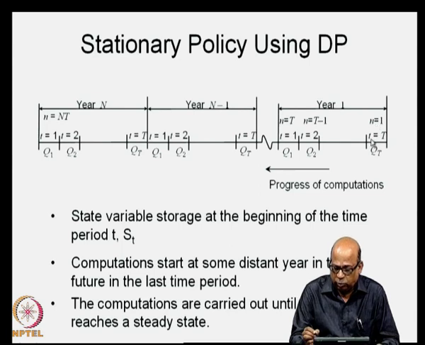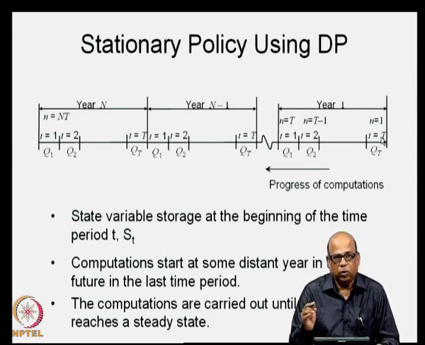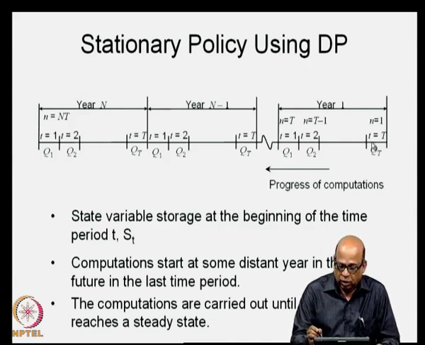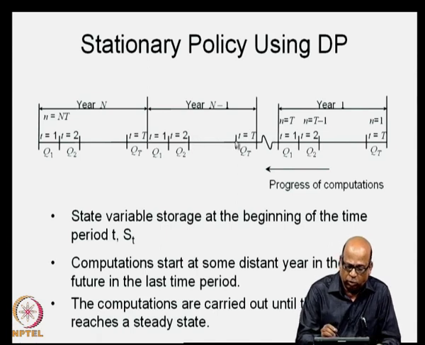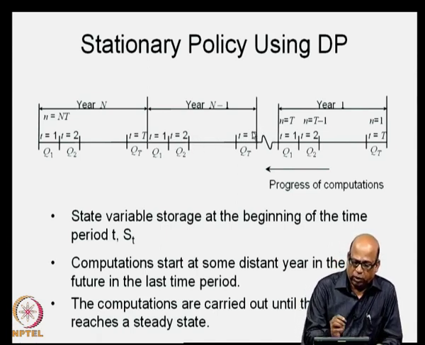n equal to 1 corresponds to the last time period of year number 1 in the computation. n equal to 2 corresponds to t equal to capital T minus 1. Capital T is the last time period in a year. If you are looking at monthly operation, capital T will be 12. Like this we go, and then at n equal to capital T, you have small t equal to 1. Then you go to the next year. In the next year, again small t equal to capital T, T minus 1, T minus 2, and so on. It keeps on going, and then you go to the next year and so on.